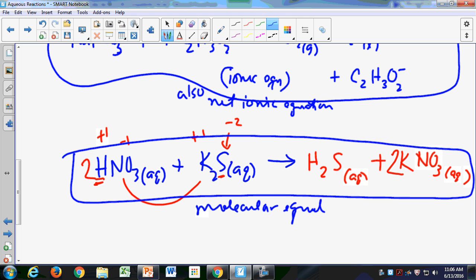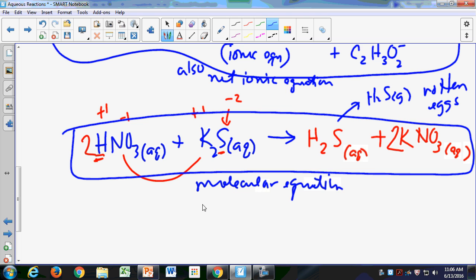Depending on how much H2S you're making, typically you'll observe this as H2S gas. You can smell it. This will give you the odor of rotten eggs. If you did this experiment in the lab, you'd be able to smell H2S gas. H2S has a limited solubility in water.